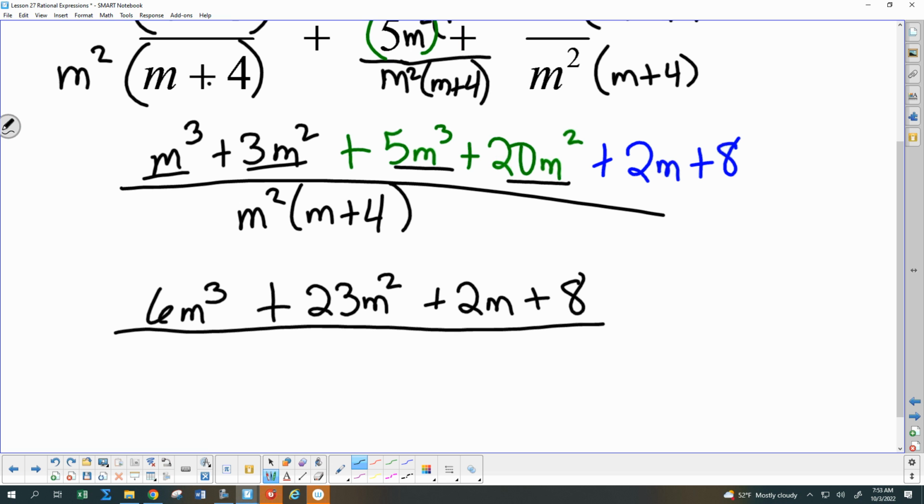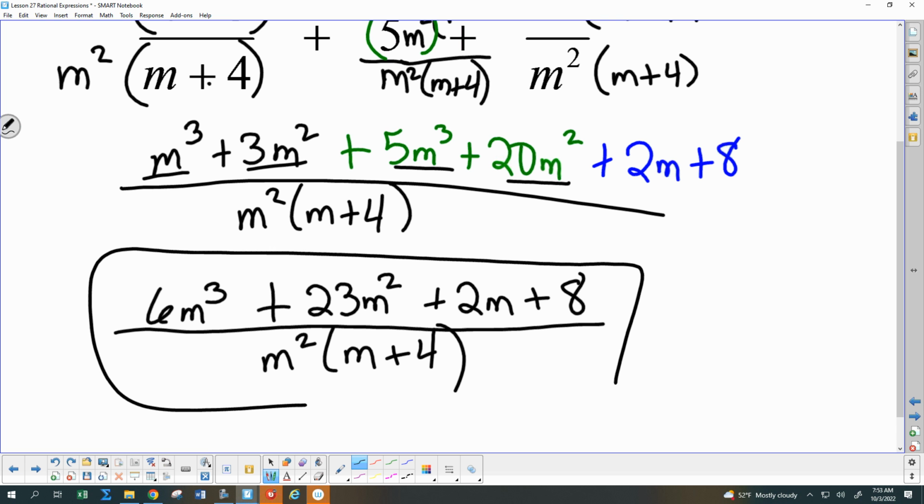Are there any GCFs in that long numerator there? Anybody see a GCF? So we're done. Final answer. And let's do one more.